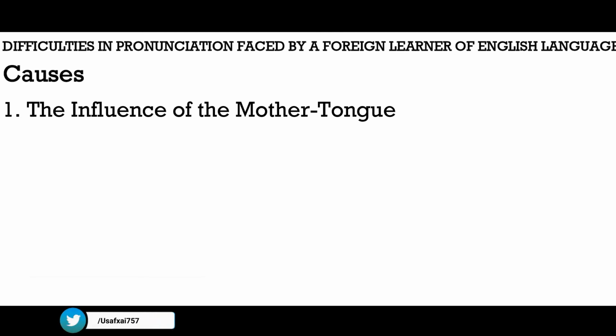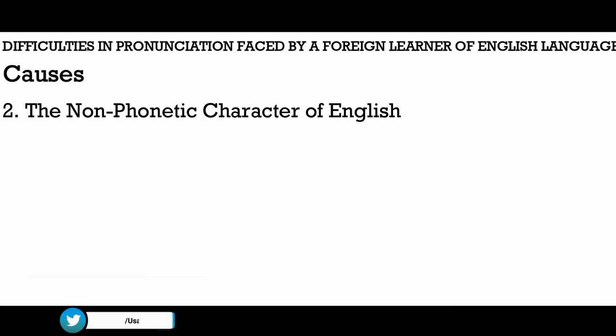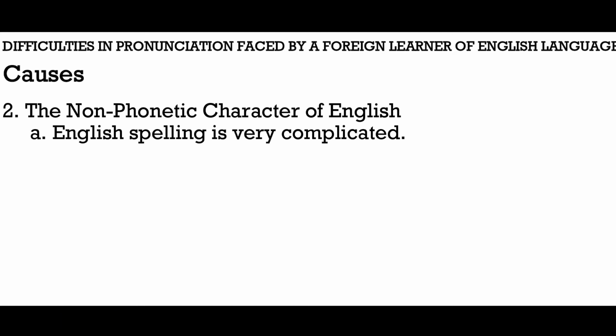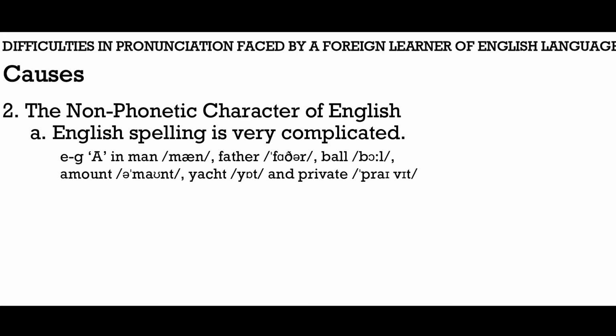Now, the second cause is the non-phonetic character of English. Here we will discuss two main points. The first one is that English spelling is very complicated. The same form of spelling may represent different sounds. For example, the letter A represents different sounds in man, father, ball, amount, yacht, and private. Here a single letter A represents different sounds in each of these words.